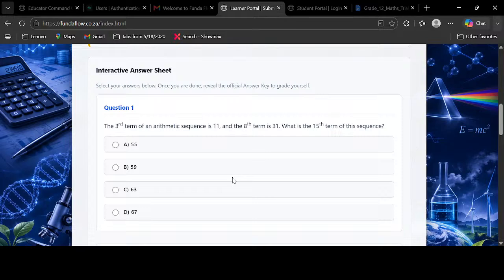Remember, even if it's a quiz, guys, you still have to do it. I know there are people who can get 100% by just guessing. I'm not one of those people, unfortunately.